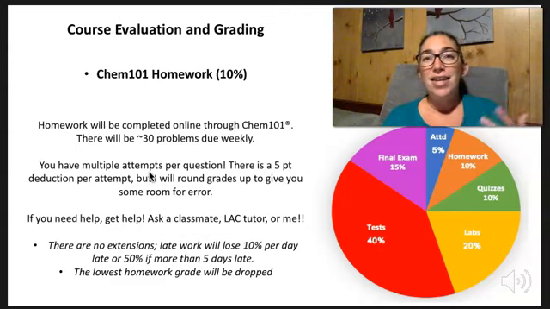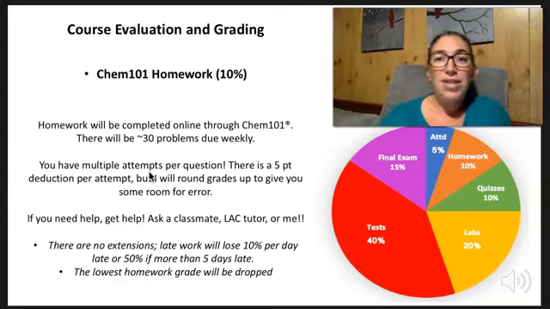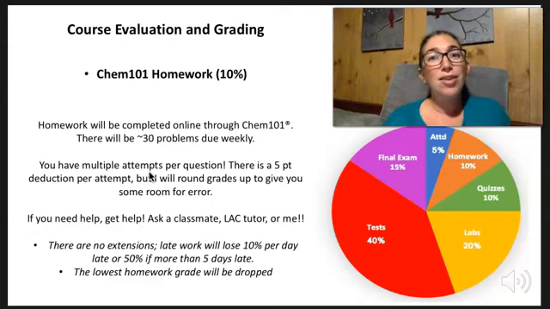And in order to compensate for that, I do round the homework grades, and I round them up to the nearest 10. So if you got an 81 on a homework assignment, I would round it up to a 90. So I really give you the benefit of the doubt that you lost points because you were using those additional attempts and learning from them.